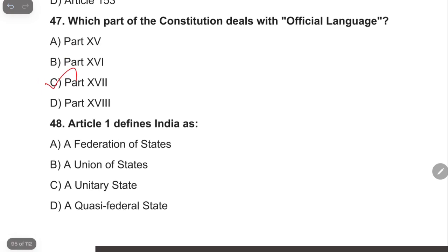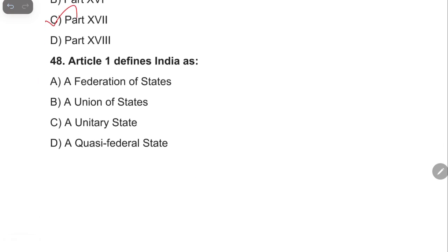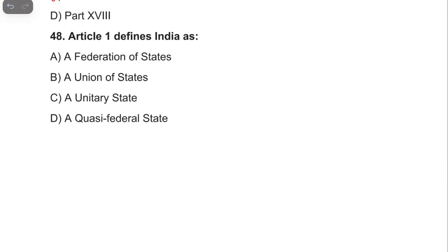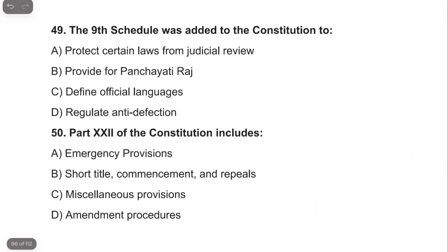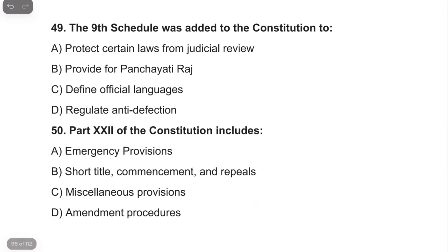See, Part 17. Article 1 defines India as Union of States. The 9th schedule was added to the Constitution to, option A, protect certain laws from judicial review. Part 22 of the Constitution includes short title, commencement and repeals.